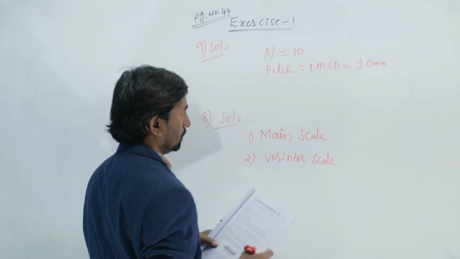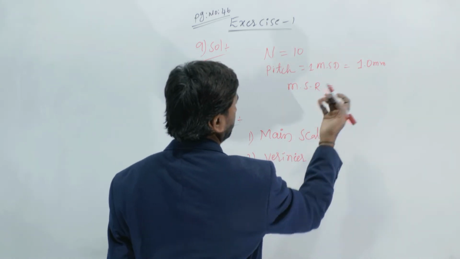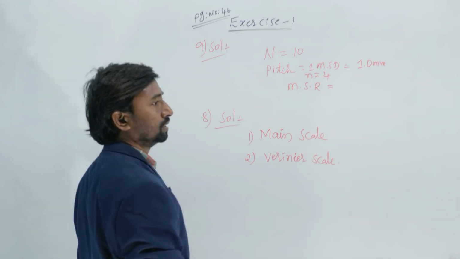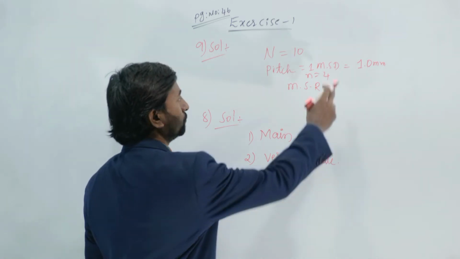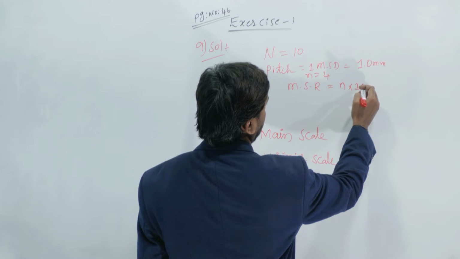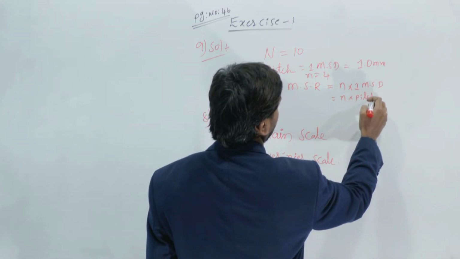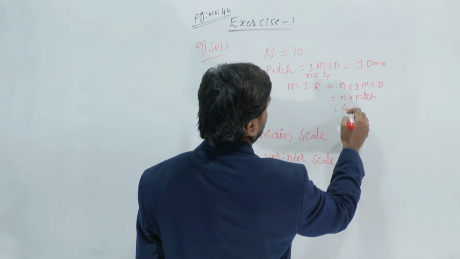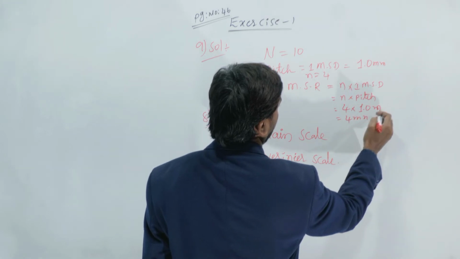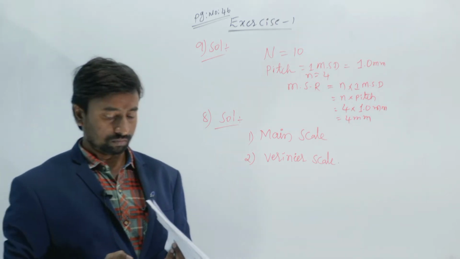So to get MSR, from that we can get n, which is the 4 divisions to the left of the 0 of the vernier scale on the main scale. Now we can write MSR equals n into pitch, or 1 MSD. So n is 4, and 4 into pitch, which is 1.0 mm, gives 4 mm. So we got the MSR value from that.